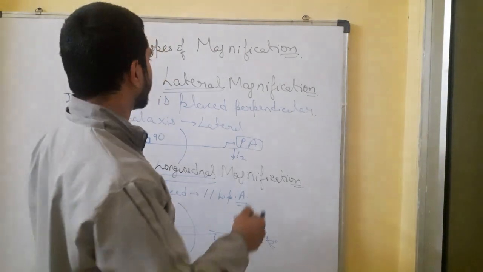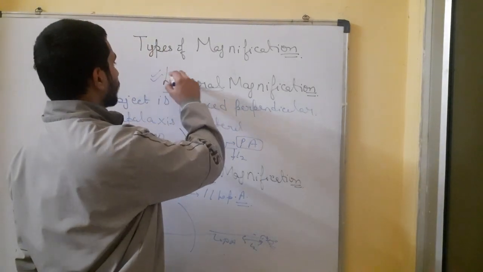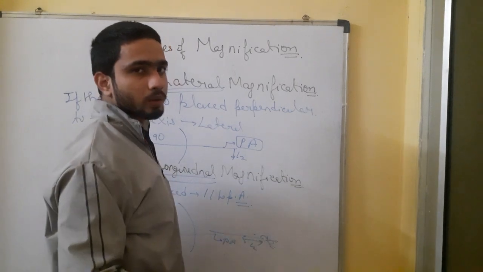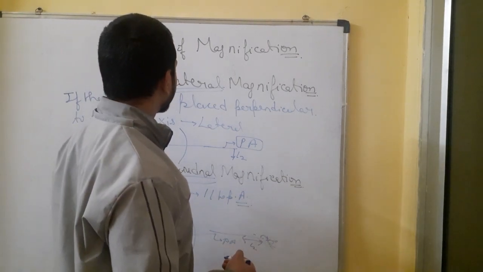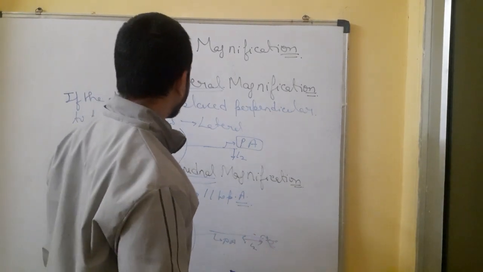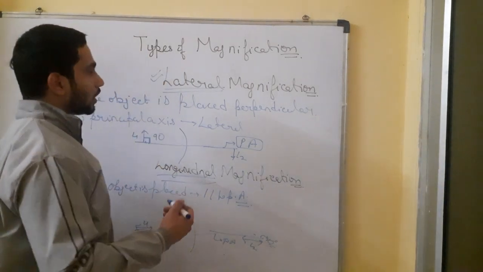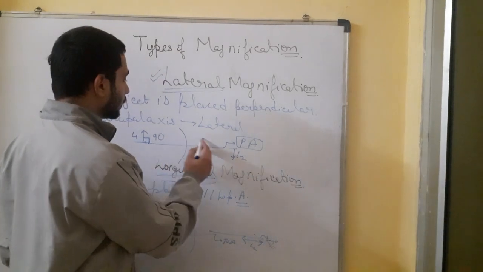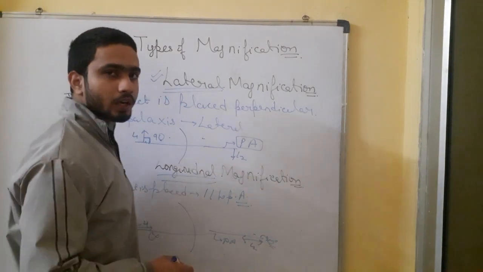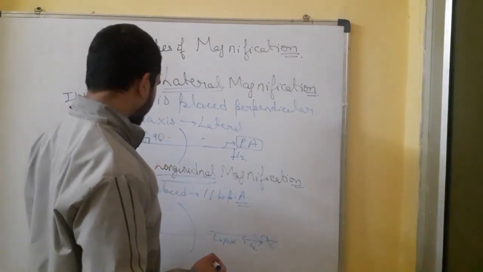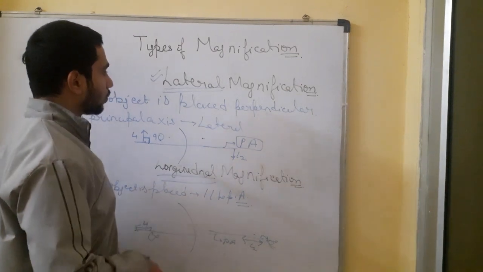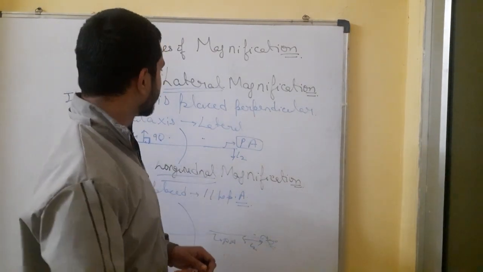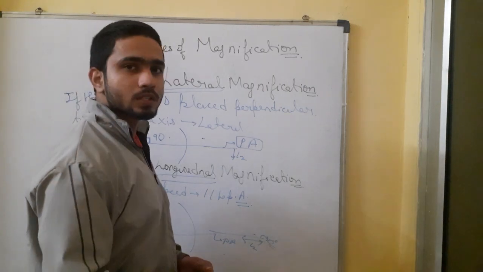Now let's look more in depth at lateral and longitudinal magnification, because it is important to solve questions. In lateral magnification, we will see what happens if the refractive indices of the two mediums are mu1 and mu2, and how we will solve that question.